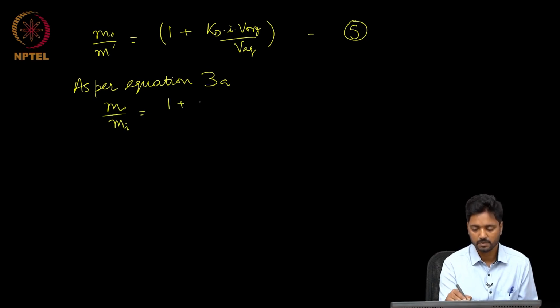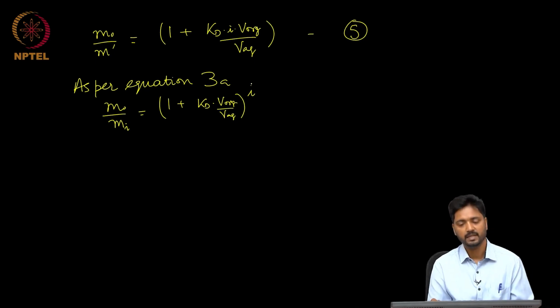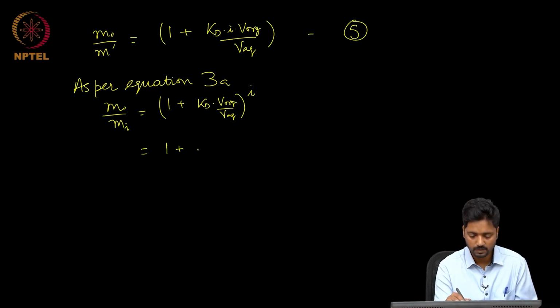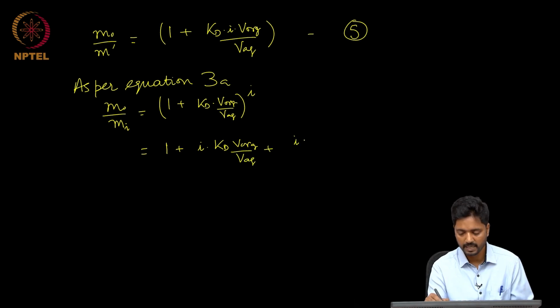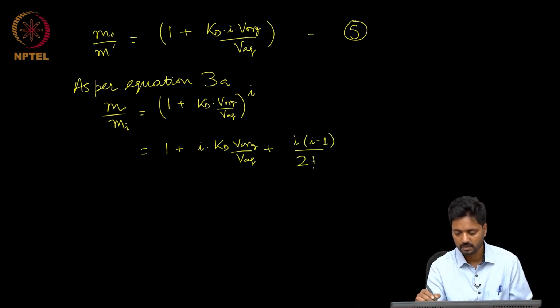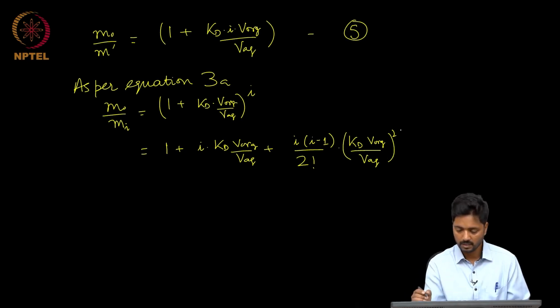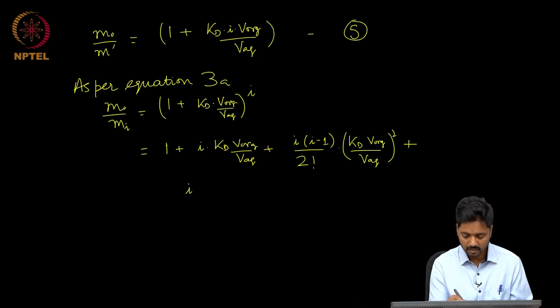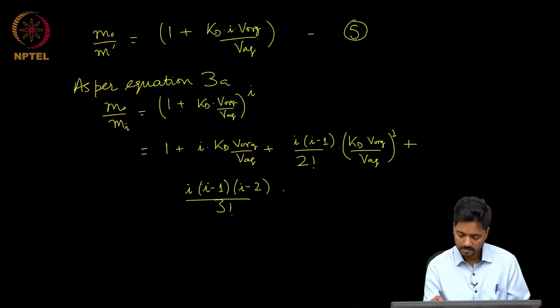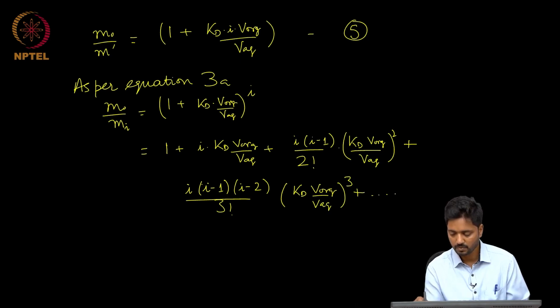m naught by m I is equal to 1 plus k d V org by V aqueous to the power of I, and if this is expanded, this becomes 1 plus I into k d V org by V aqueous, plus I into I minus 1 by 2 factorial into k d V org by V aqueous squared, and the other term here would be I into I minus 1 into I minus 2 by 3 factorial multiplied by k d V org by V aqueous to the power of 3, so on and so forth.